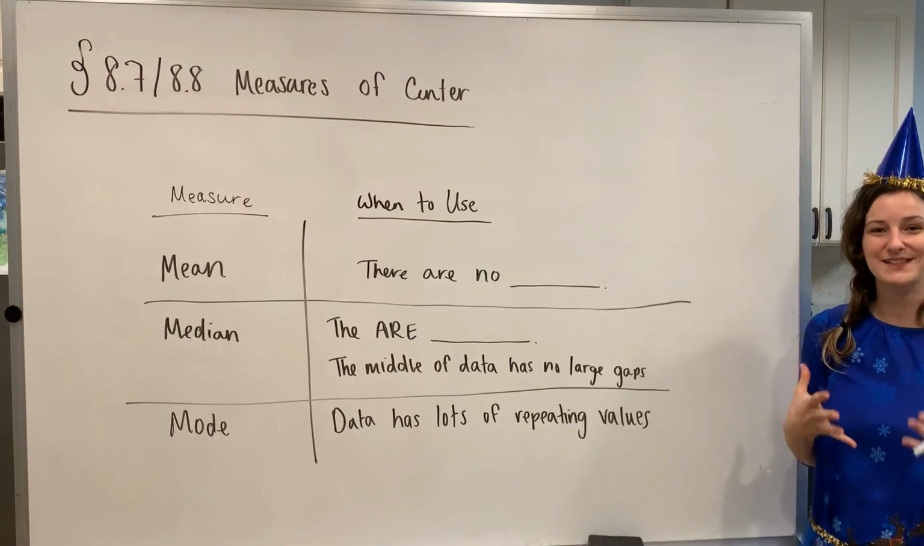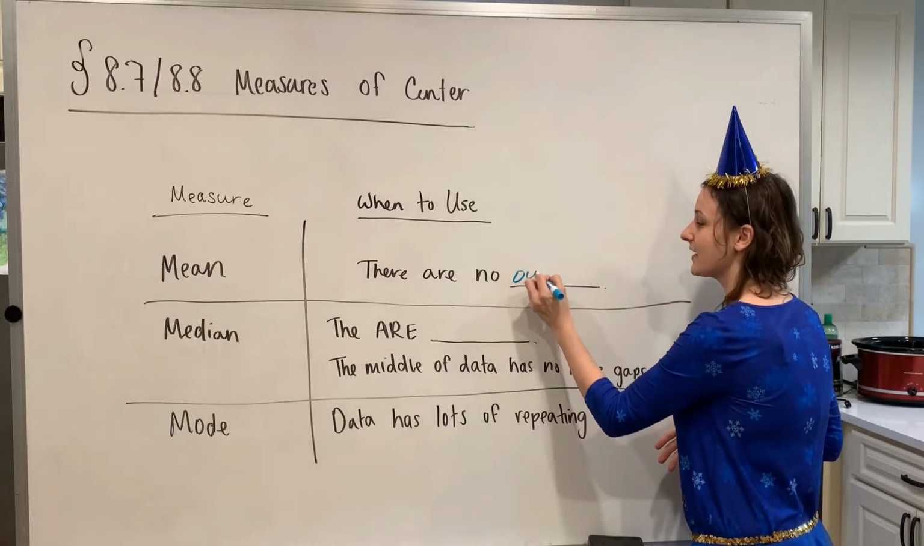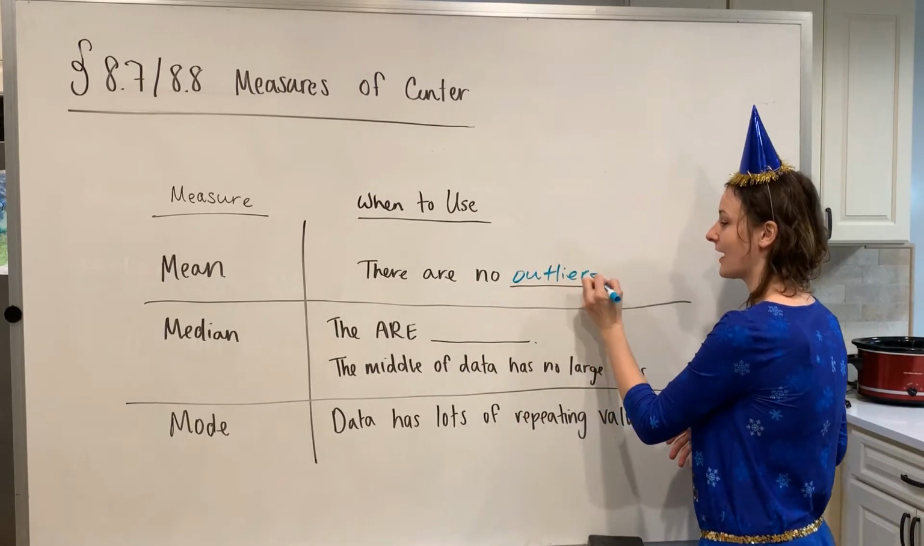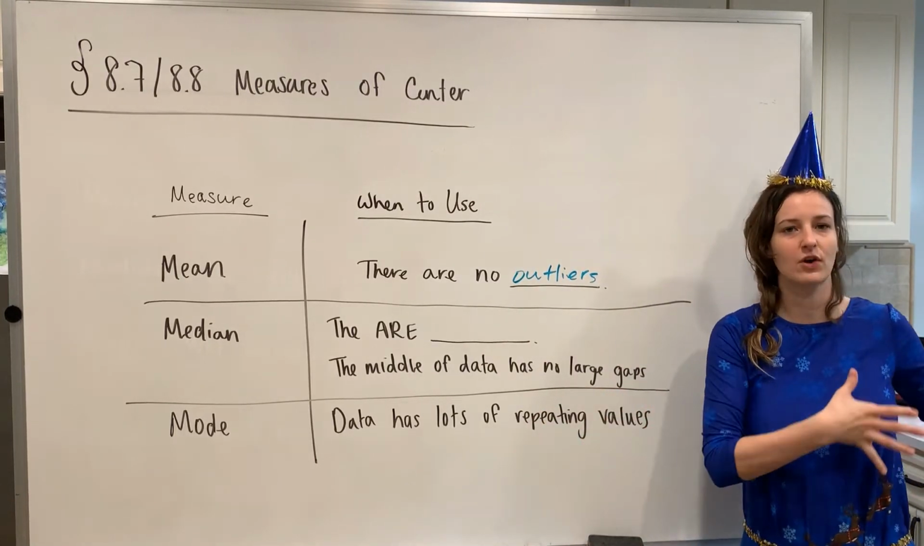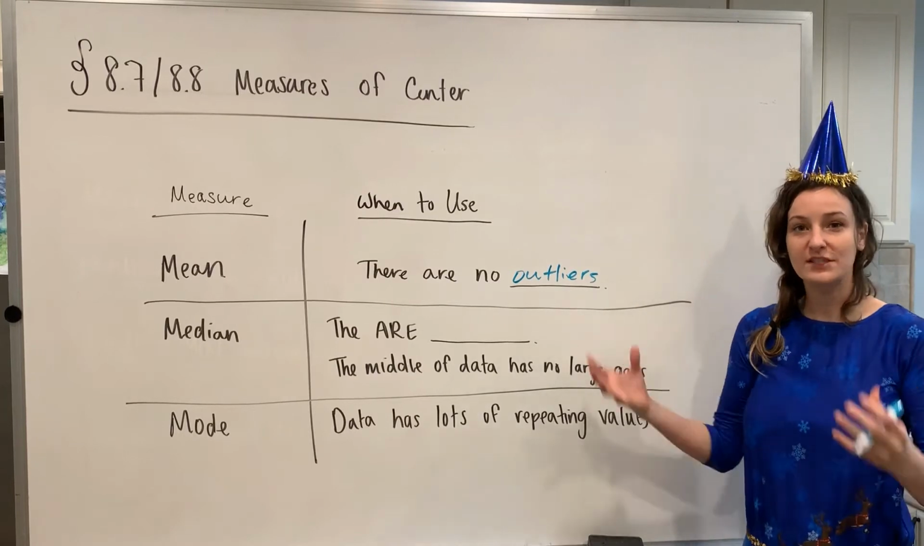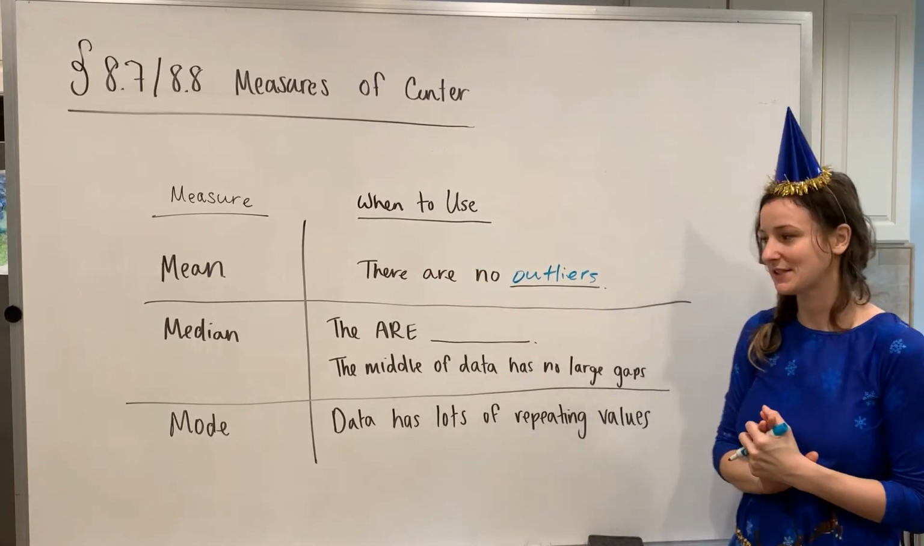Let's talk about when it's best to use this data. So it's best to use the mean when there are no outliers, meaning that you don't have that large value like we just talked about, 400, that's going to skew your data to be much larger than it should be, when the rest of your numbers are all below 10. So if there's no outliers, mean is your best option.